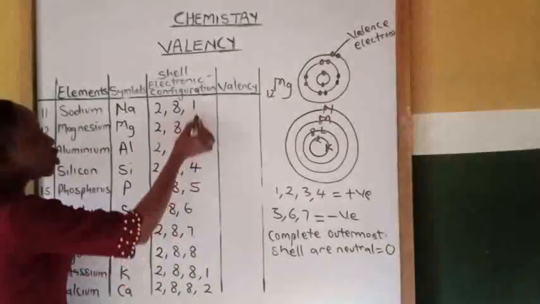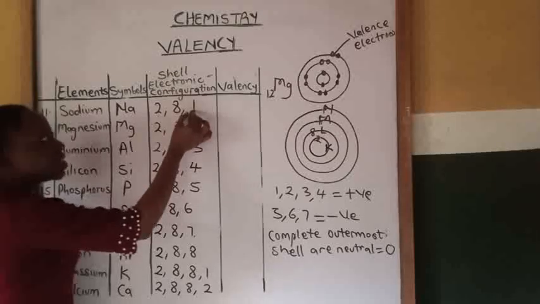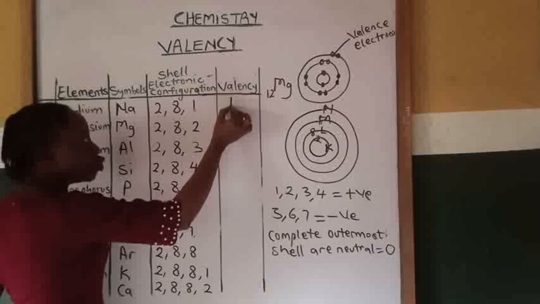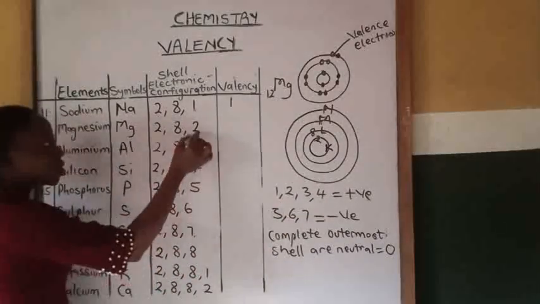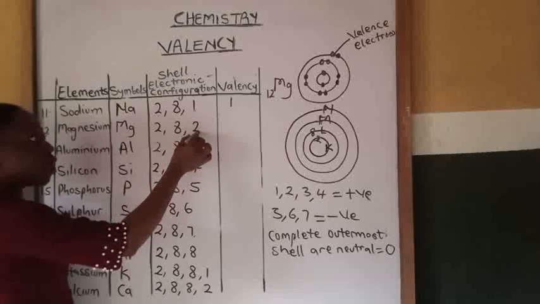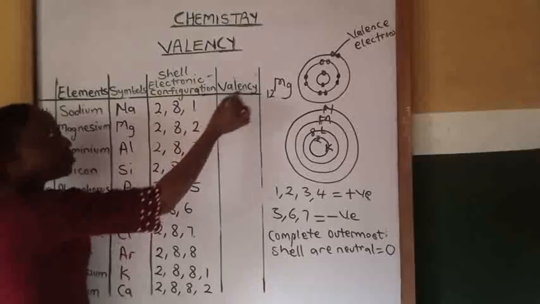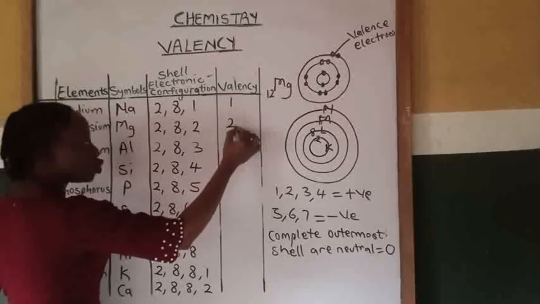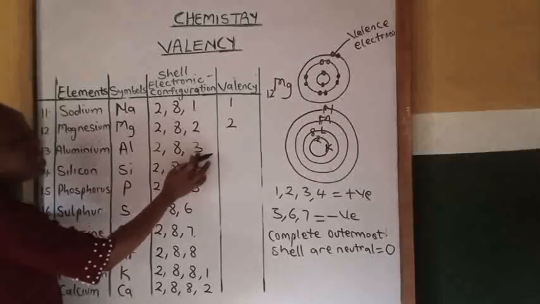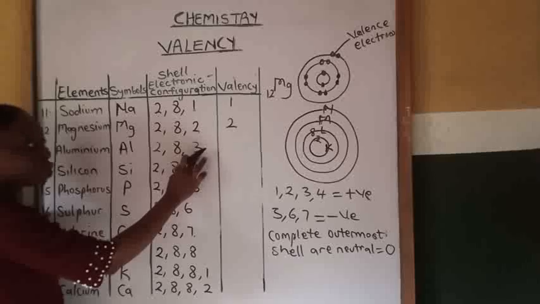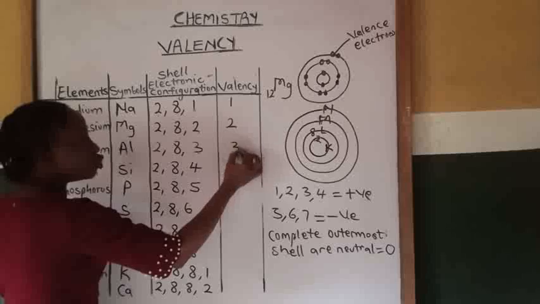So let's start. This one is the last shell. It has 1 valence electron. So therefore the number of valency will be equal to 1, because those ones with 1, 2, 3, 4 are positively charged. So this is the last shell for magnesium. It has 2 valence electrons. So therefore the number of valency will be equal to 2. Then followed by aluminium. This is the last shell. This is the valence electron. Since we have 3 valence electrons, the number of valency will be equal to 3.